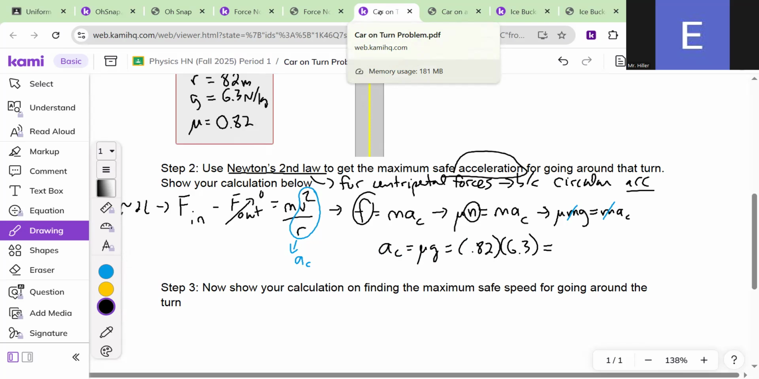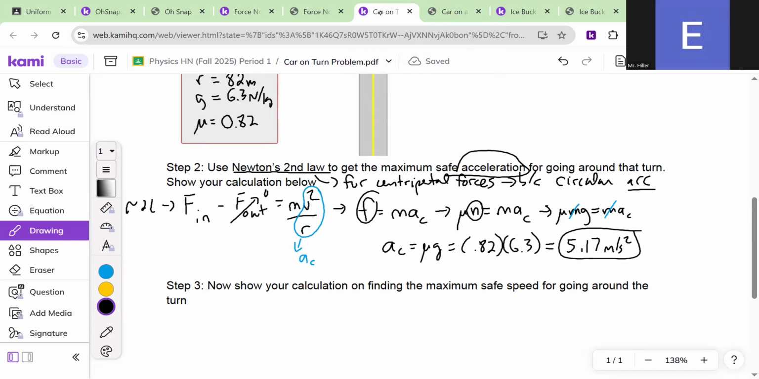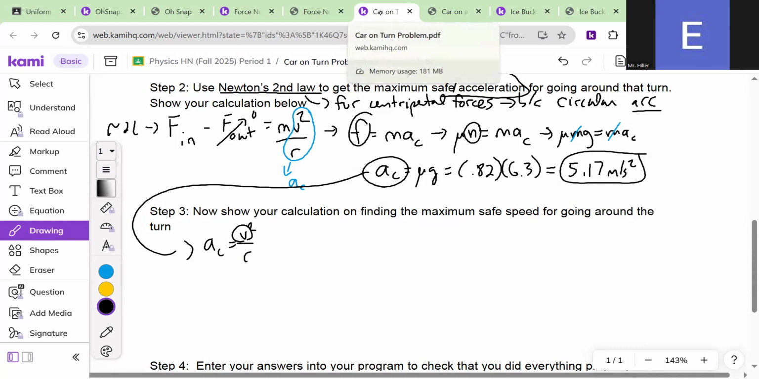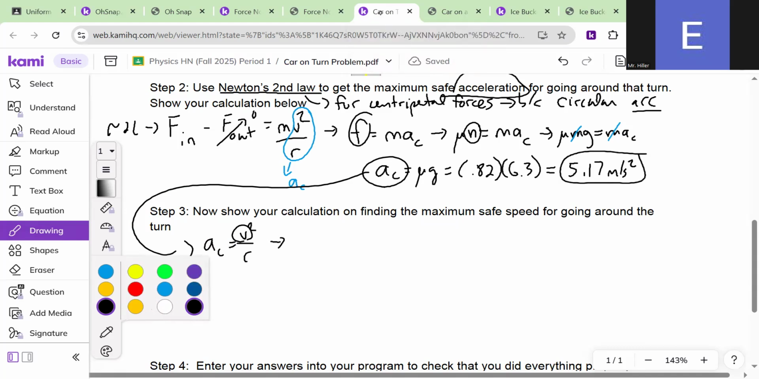Okay, figure out your acceleration. All right, I'm looking at about 5.17 meters per second squared. It says now show the calculation for finding the maximum safe speed to go around. Well, now we can use this right here to solve for Vmax. To do that, you have to multiply by R and then square root. So V equals the square root of R times my centripetal acceleration.